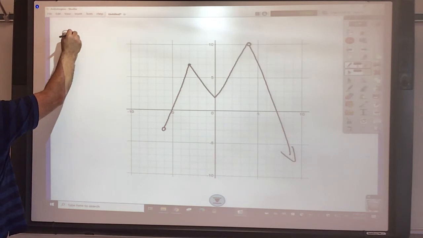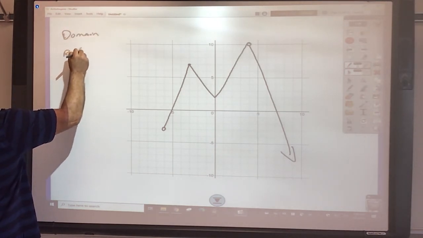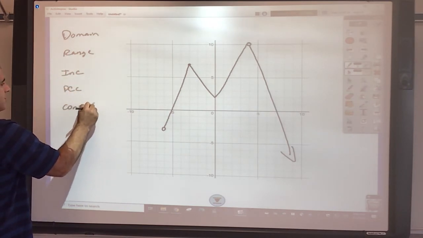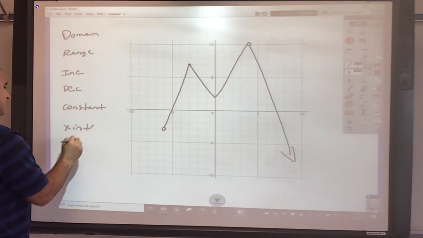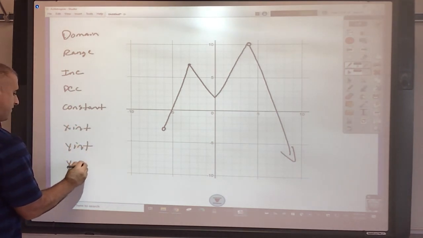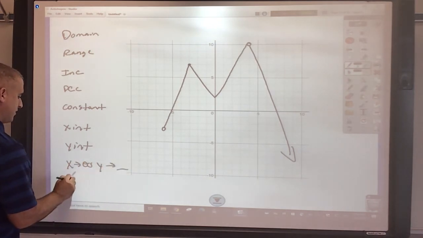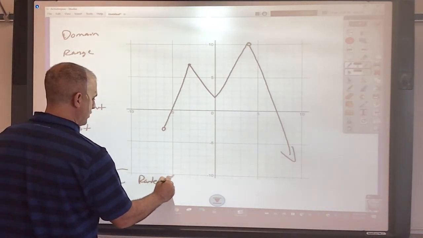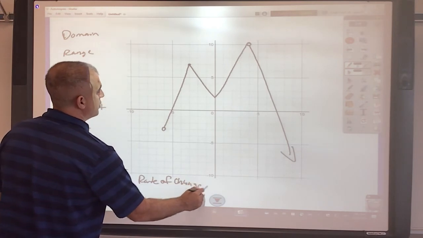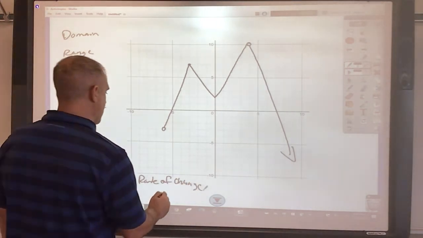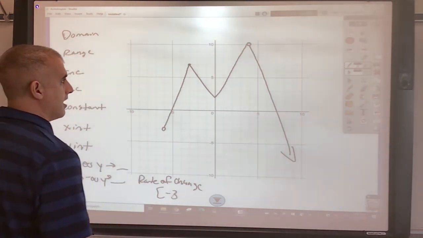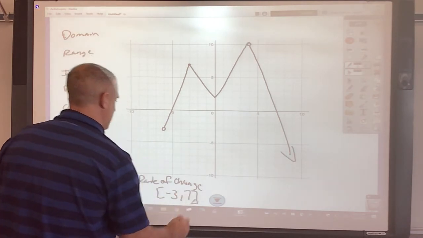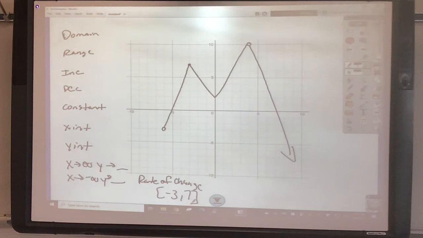All right, I would like the domain, the range, the increase, the decrease, the constant, the x-intercept, the y-intercept, x approaches infinity, y approaches blank, x approaches -infinity, y approaches blank, and then I want the rate of change between -3 and, let's say, 7. Okay, so go ahead and pause your video and work on that.